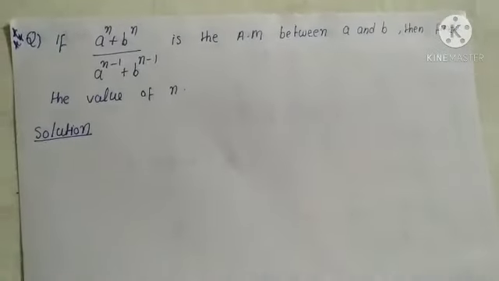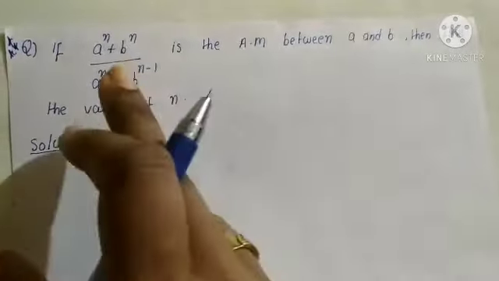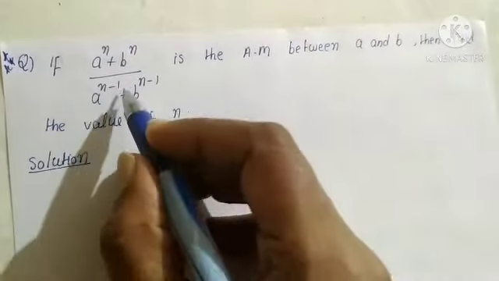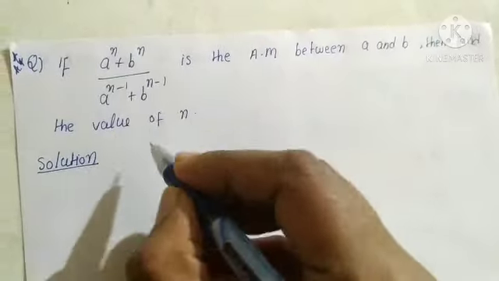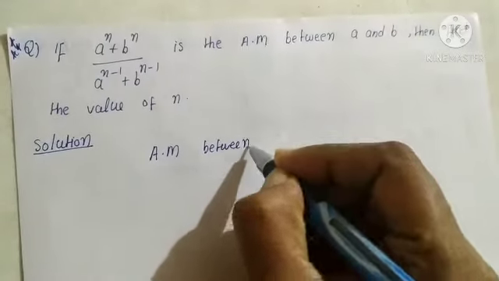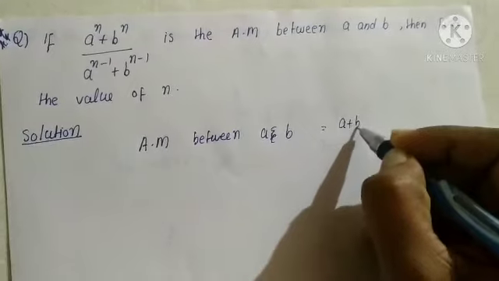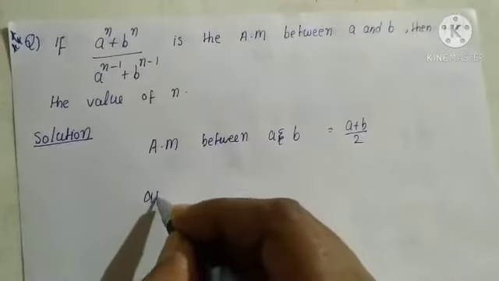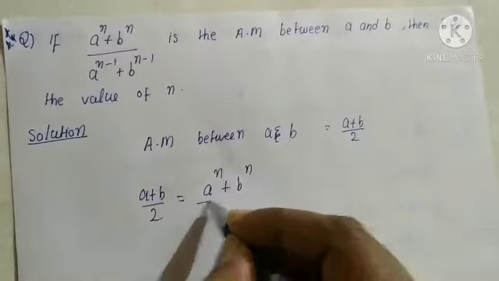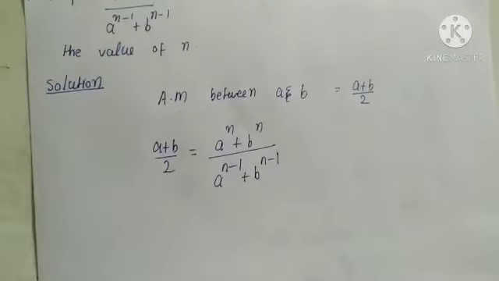So given that the arithmetic mean between a and b is equal to a raised to n plus b raised to n divided by a raised to n minus 1 plus b raised to n minus 1. So we know that the arithmetic mean between two numbers a and b is (a plus b) by 2. So given that, (a plus b) by 2 is equal to a raised to n plus b raised to n divided by a raised to n minus 1 plus b raised to n minus 1.